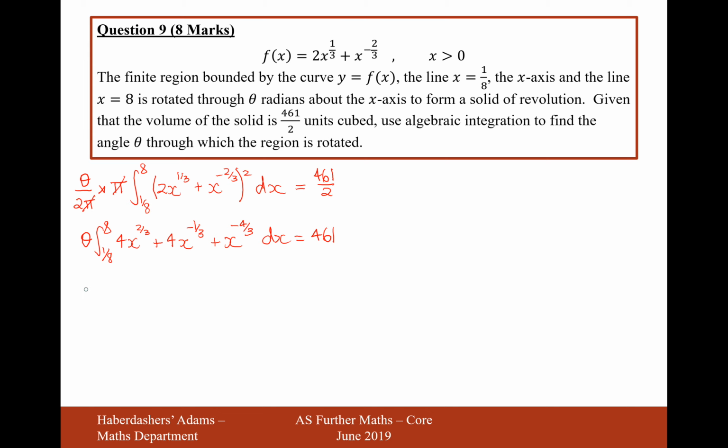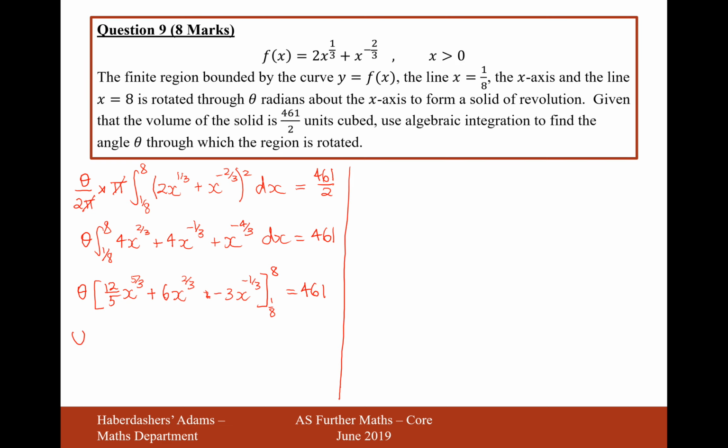Okay, maybe we'll carry this on. So let's now do the integration. It's going to be theta times the integral of: increase the power by 1, so that's now going to be 5 over 3, and then divide by that power, so it's going to be 12 over 5 x to the power of 5 over 3, and then plus, increase the power by 1, so it'll now be 2/3, and divide by that new power, so it's going to be 12 over 2 is 6, so x to the 2/3, and then it's going to be minus 3x to the minus third, and then we'll substitute in 8 and minus, so 8 and 1/8 equals 461.